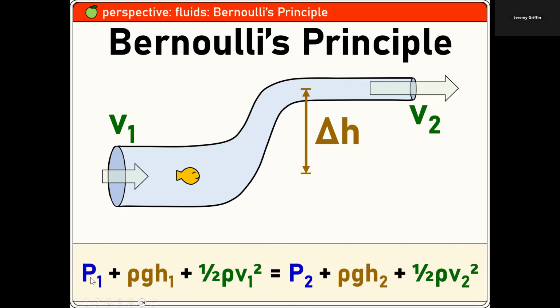Okay, so guys, look up here. I'm telling you how to pass the AP exam. So what represents what? What does this P1 represent? The pressure this fish feels on the left side. How much internal pressure does the fish feel from the water?